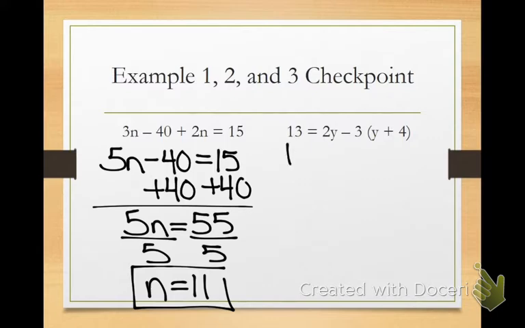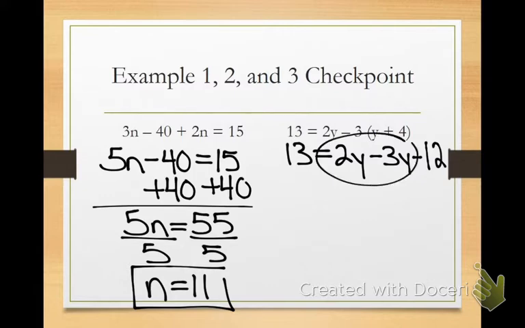All right, 13 equals 2y. What's negative 3 times y? Negative 3y. Minus 3y. What's negative 3 times 4? Negative 12. Minus 12. Okay, who got to that point? Anybody get there? So you got through distributive. But now, what's 2y minus 3y? Negative 1y.